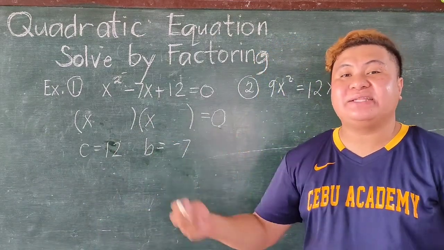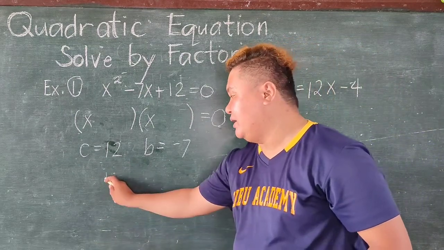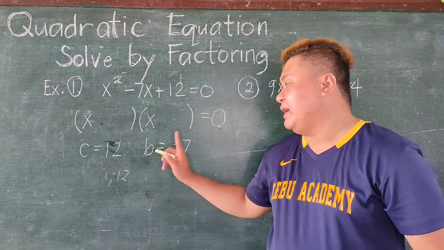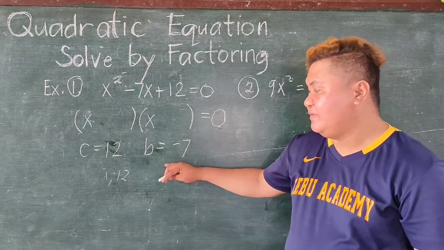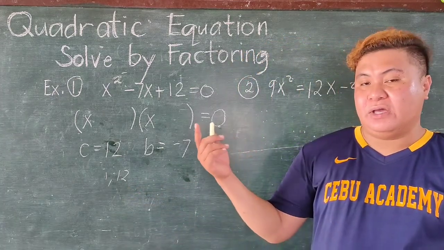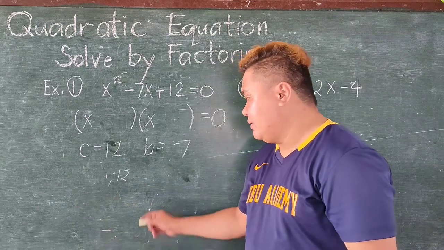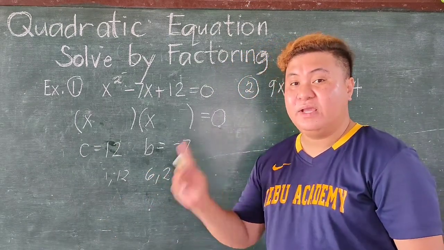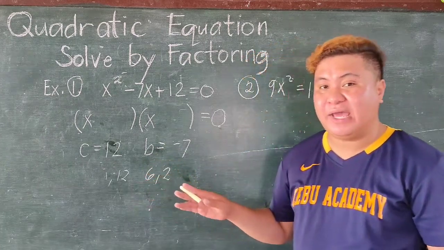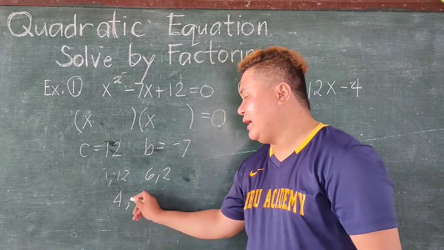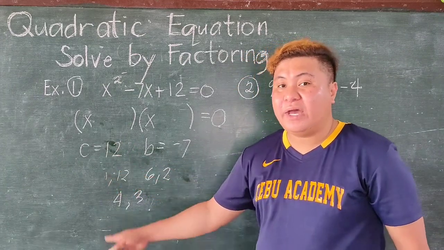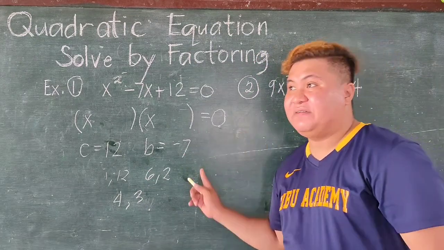Let's get the factors of 12. We have 1 and 12. So 1 times 12 is equal to 12, but when you add up, it will not give you negative 7. Okay? Let's check another pair of factors for 12. Let's have 6 and 2. 6 times 2 equals 12, but when you add up, it will not give you negative 7. Let's try another one. Let's have 4 and 3. So 4 times 3 equals 12, and when you add up, it will give you 7. But again, 7 is positive.